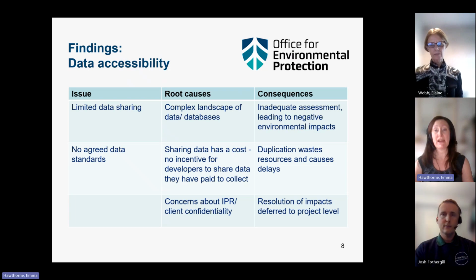A lack of data sharing and a lack of agreed standards results in duplication in data collection and repeated verification by statutory consultees and decision makers, and this can lead to delays. As Elaine will explain in episode 4, we know that there's limited skills and resources in public bodies, and this duplication of effort means that these limited resources are not used in the most effective way to protect the environment.